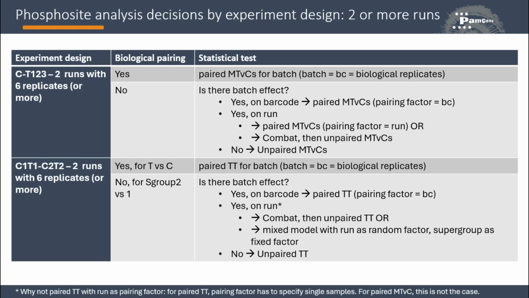This second table summarizes the decisions for phosphosite analysis for similar designs having more runs. For example, when we have primary cell or patient samples, it is good to have 6 replicates, and then these decisions apply. You can stop the video to read it. If you would like to do experiments with different designs than these, please talk to us, and we can help designing your experiments in the best way possible.